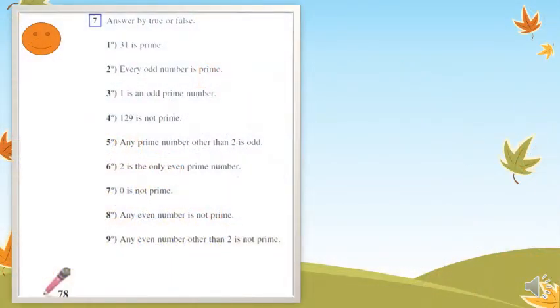Before we start, let's make a small exercise just to review the explained part. Answer by true or false. Is 31 a prime number? Think. What numbers multiplied together give me 31? Just 1 and 31. So 31 is a prime number. It has only two factors or two divisors.